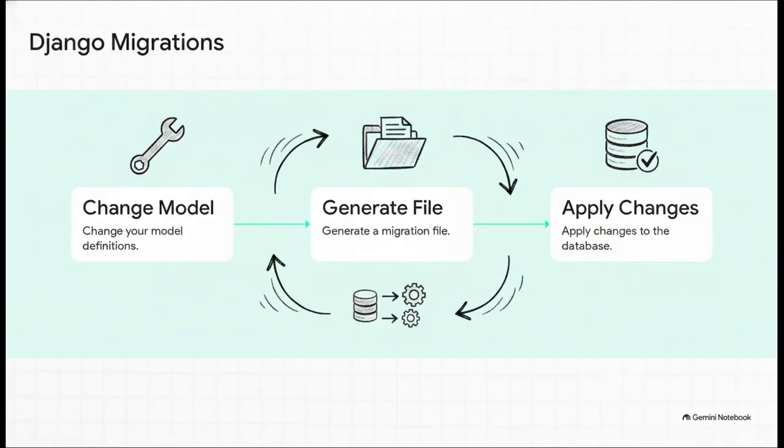Now, as your project grows, your database structure will inevitably change. It just happens. Django handles this gracefully through a system called migrations. Change a model, and Django automatically generates a file to safely update your real database. It essentially acts as version control for your data structure, which, let me tell you, is an absolute lifesaver when multiple developers are collaborating on the exact same project.